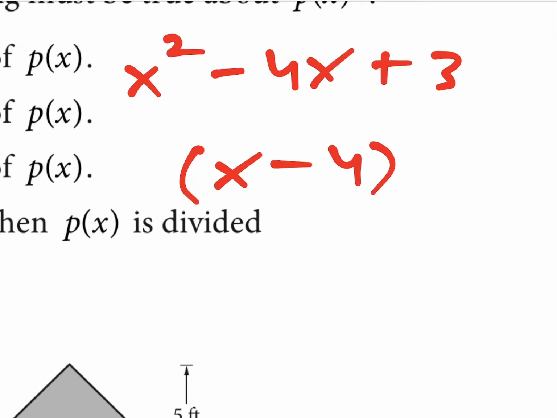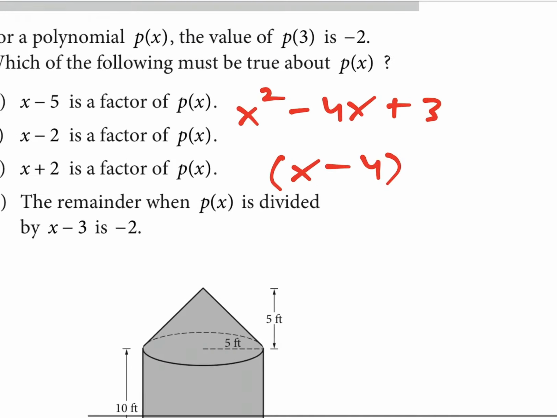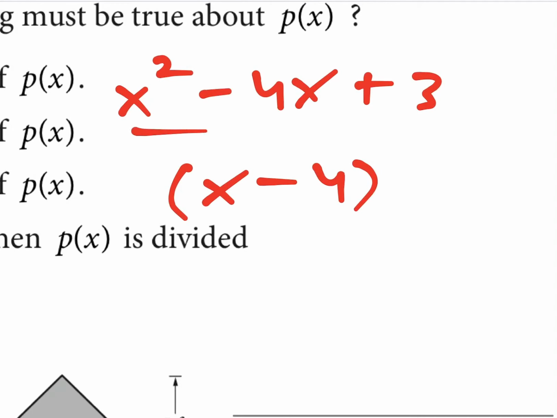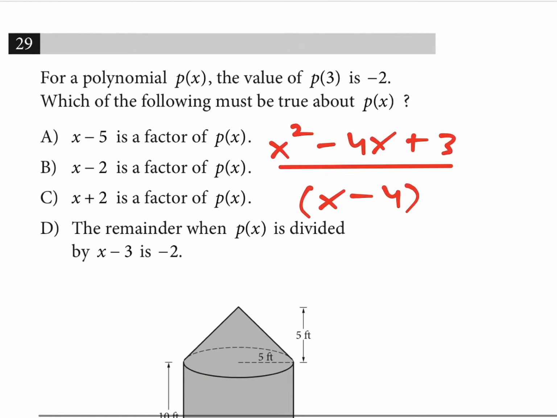So if I do 4 squared minus 4 times 4 plus 3, we have 16 minus 4 times 4, which is also 16, which is 0. And if we then add 3, we get 3. So what that tells us is that if we were to divide this polynomial by x minus 4, the remainder would be 3. So with that in mind, let's look at this question now.